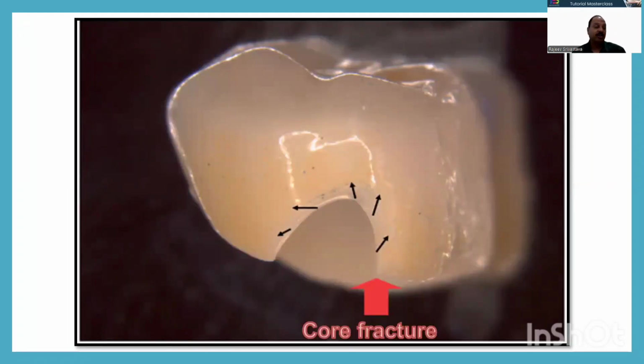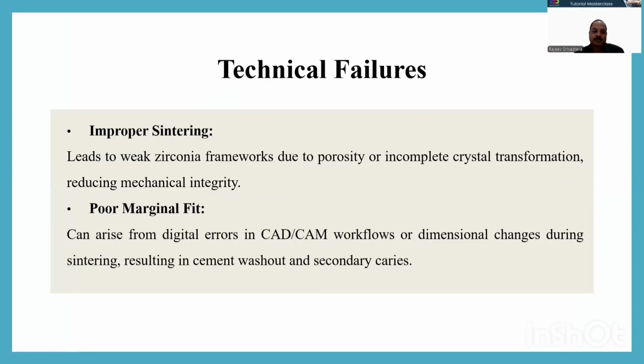Then core fracture of the zirconia. This is also seen if you are using lesser quality zirconia blocks, or if you are using blocks with a different sintering cycle, because every block has a definitive sintering cycle. In each block, it is mentioned which sintering cycle you should follow. If you are not following the sintering cycle properly, there will be chances of a core fracture.